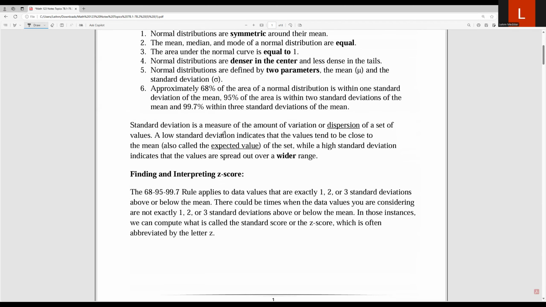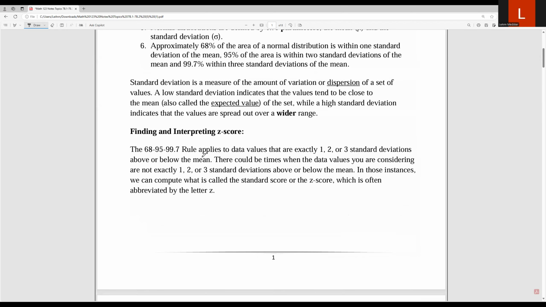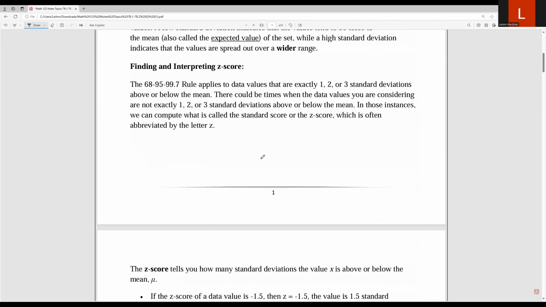So we learned that standard deviation, remember, is a measure of the variation or dispersion, that means spread, of a set of values. A low standard deviation indicates that the values tend to be close to the mean. We call that also sometimes expected value. These are just other words in case you ever hear those phrases. While a high standard deviation indicates that the values are spread out over a wider range. We've already learned how to do the 68, 95, and 99 point rule. So that was part of the 7A4.